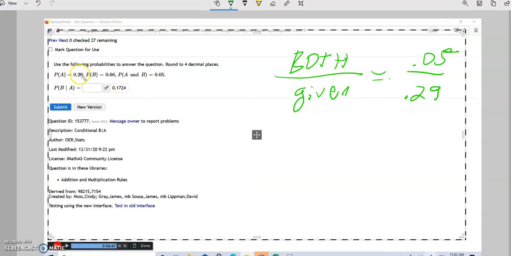Remember, when you get a problem like this, the equation is both divided by whatever is given. So both is 0.05, A and B, divided by whatever is given, A. Probability of B given A, probability whatever is given A, and you get 0.1724 when you do 0.05 divided by 0.29.